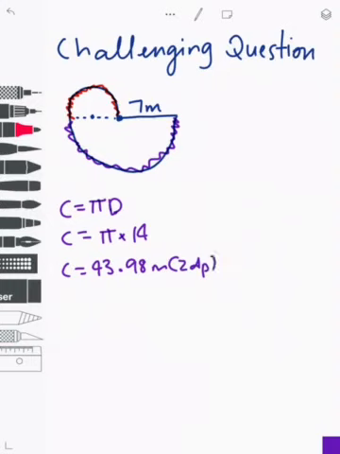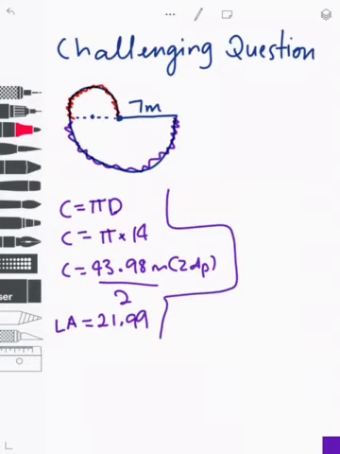Now, is that a whole circle? No, it's half a circle. So if I've calculated that the whole circle would be 43.98, but I only have half a circle there, all I have to do is divide 43.98 by 2. So if I divide it by 2, I get my length of my arc: 43.98 divided by 2, and I get 21.99. So I've now done the first half, the purple half.